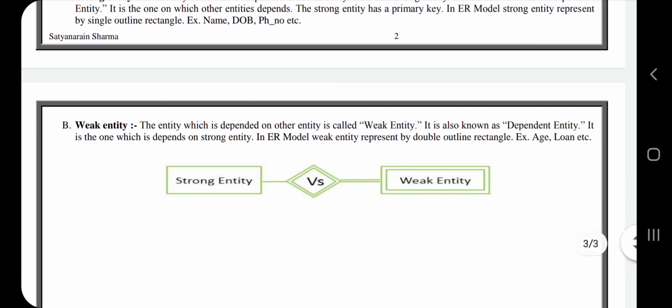Second, weak entity. The entity which is dependent on other entity is called weak entity. It is also known as dependent entity. It is the one which depends on a strong entity. In ER model, weak entity is represented by double outline rectangle. Example age, loan, etc.